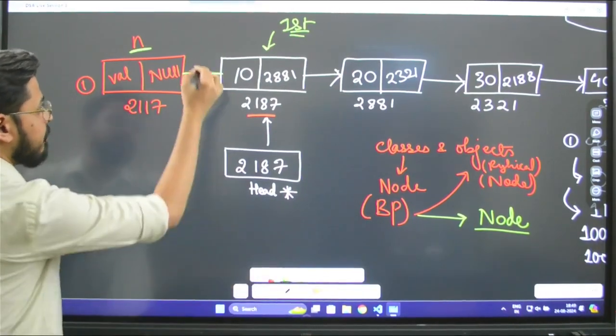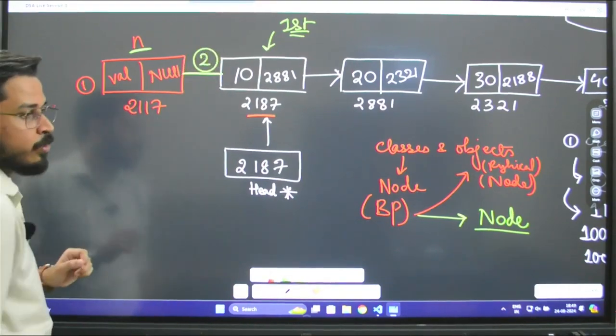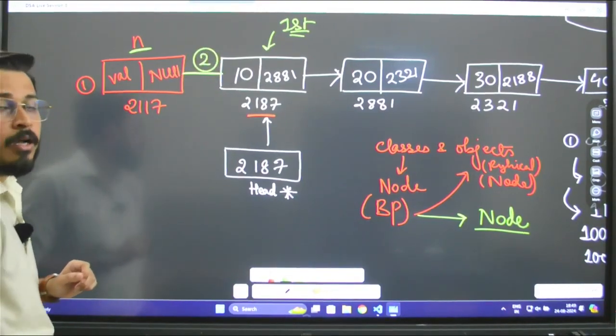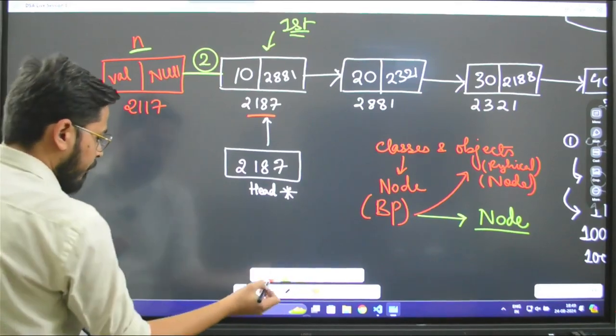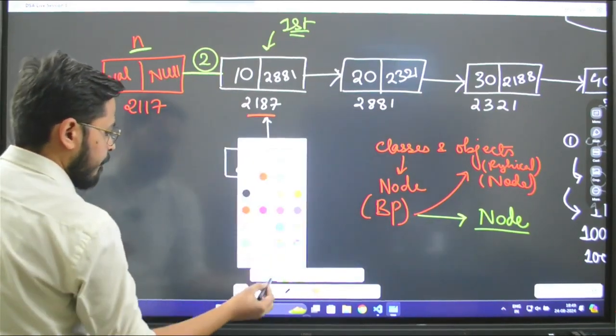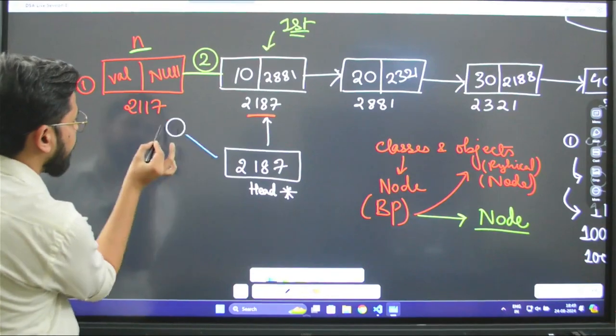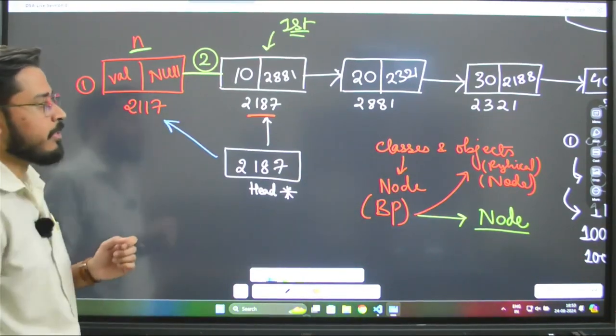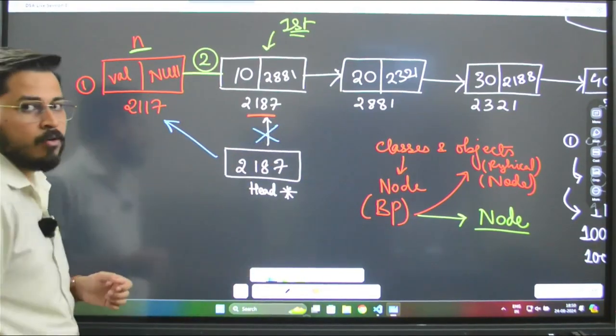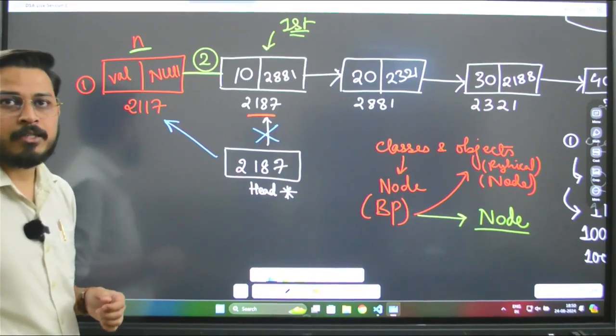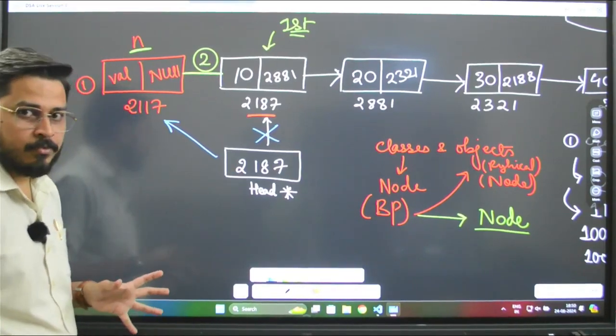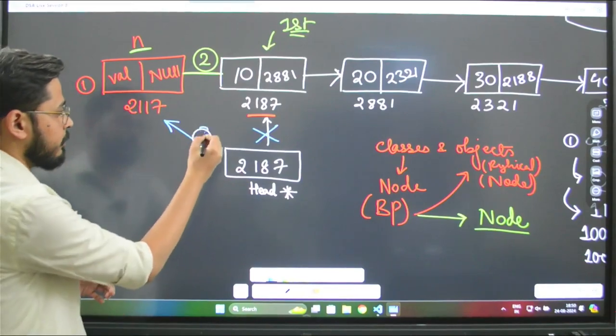My second step is to make the connection. And my third step is going to be to make this head point towards this 2117, rather than pointing towards the already existing first node. Yes? Okay. This is the third.